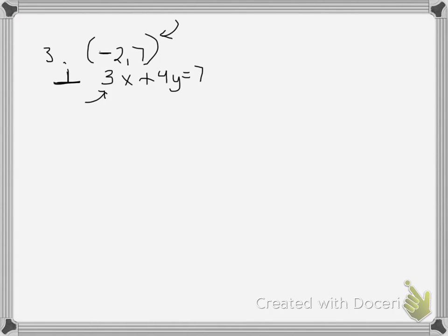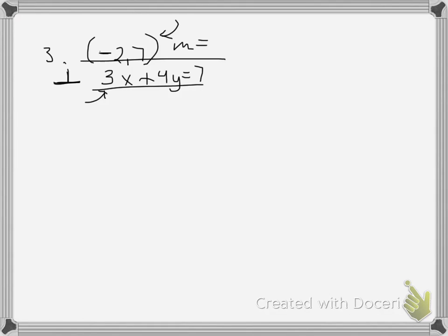So example 3 says, find the particular equation of the linear function containing the point -2, 7 if its graph is perpendicular to the graph of 3x plus 4y equals 7. Well, I have a point, and so what I need is a slope to use the point-slope method. I know the line is going to be perpendicular to this line, so if I can find the slope of this line, then I could take the negative reciprocal, and that would be the slope of my new line.